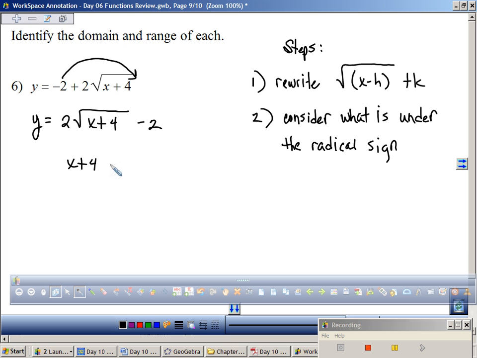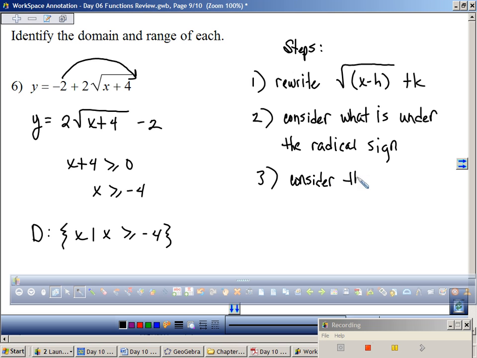So x plus 4 must be greater than or equal to what? 0. So x must be greater than or equal to -4. That means my domain is x such that x must be greater than or equal to -4. Now I'm going to consider the behavior. Consider the behavior of this graph.